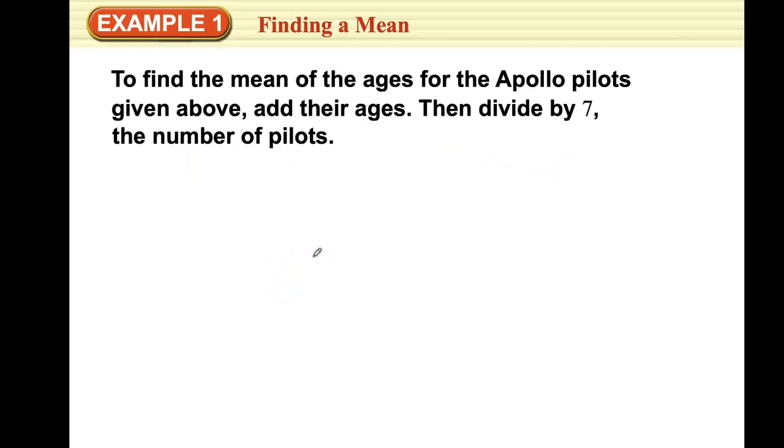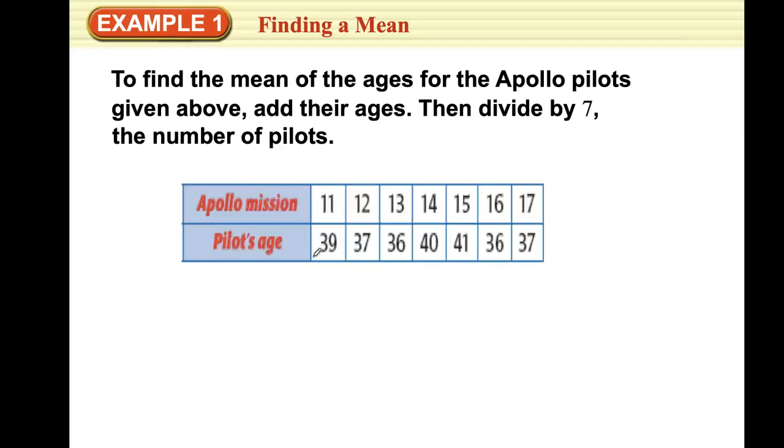So to find the mean of the ages for the Apollo pilots given above, add their ages, then divide by 7, the number of pilots. So if you look at this, here are the mission pilots. There's Apollo 11, Apollo 12, 13, 14, and here are the pilots' ages on the second row. So you can see they range anywhere from 36 to like 41.